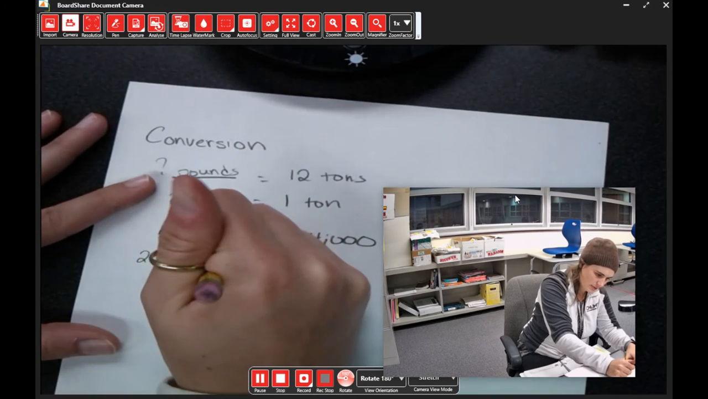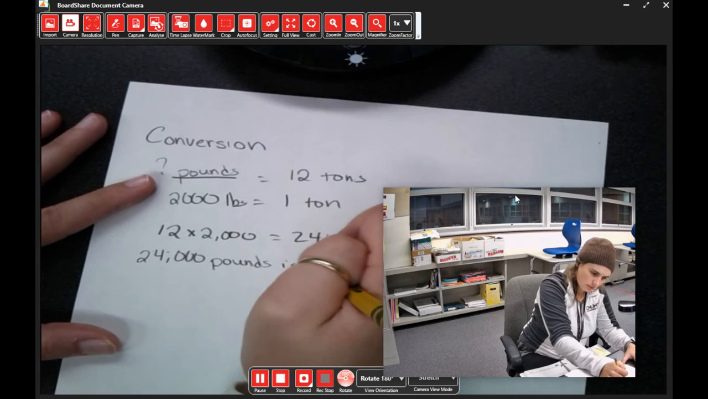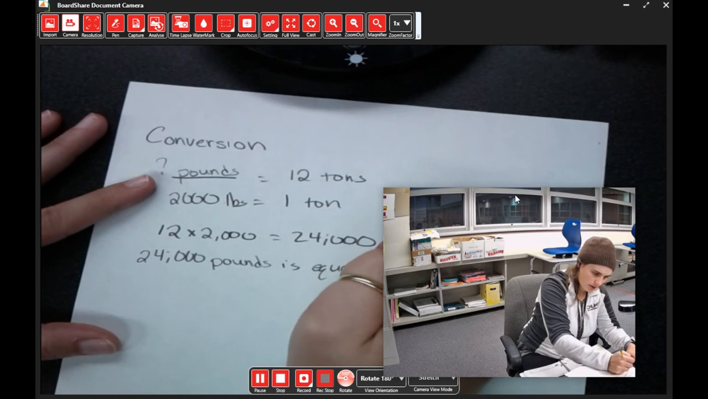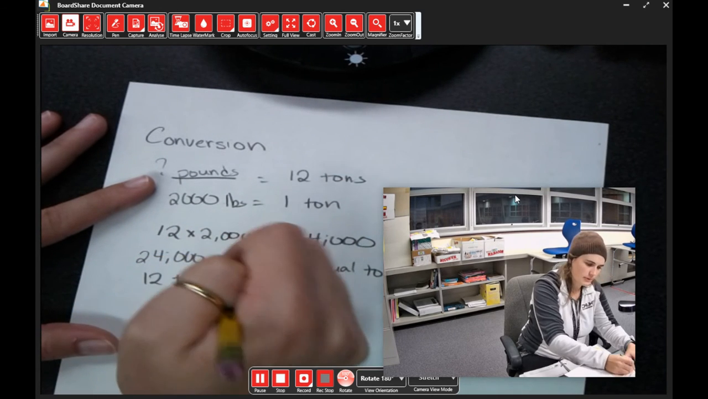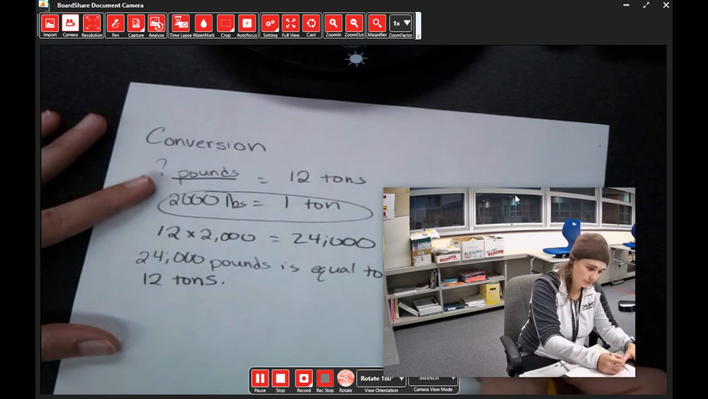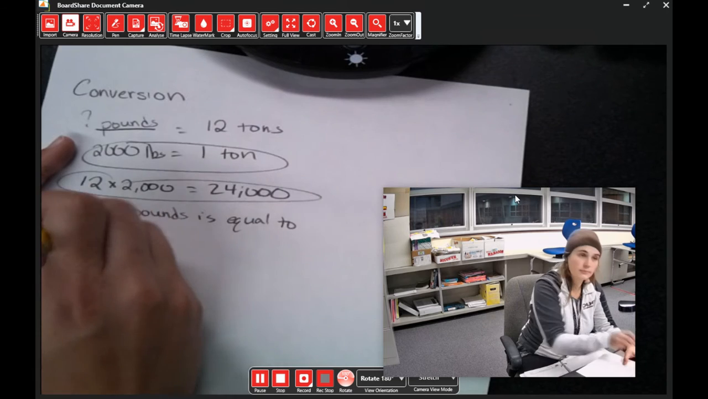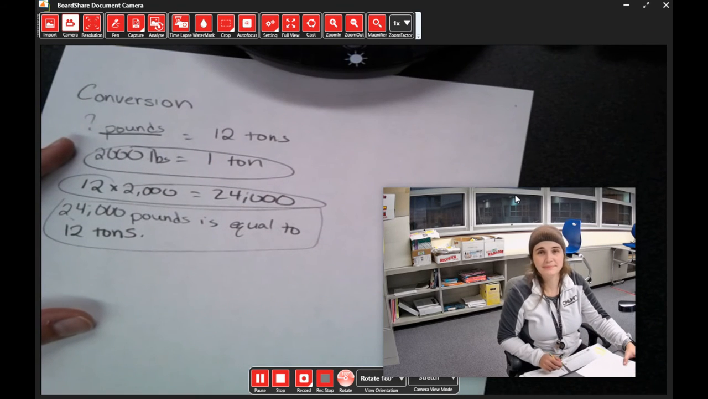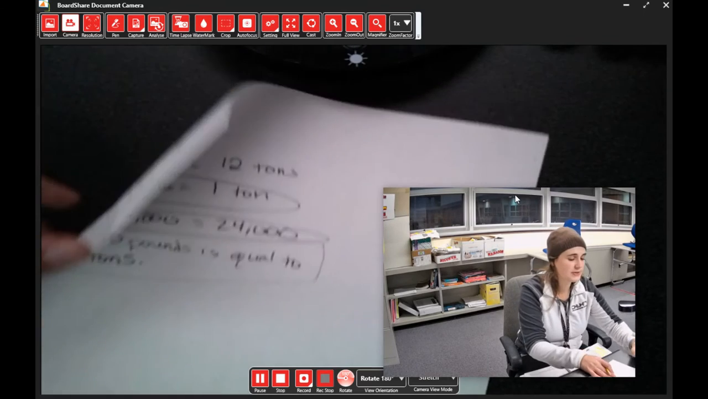That's my work. My answer is 24,000 pounds is equal to 12 tons. Conversion, work, answer. And that's how you solve a conversion problem. Moving on to a percentage problem.